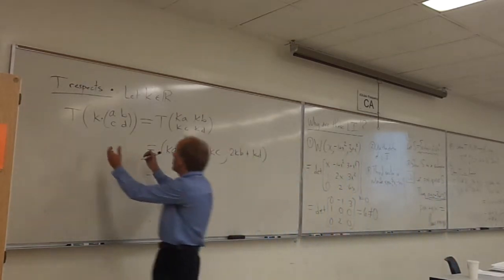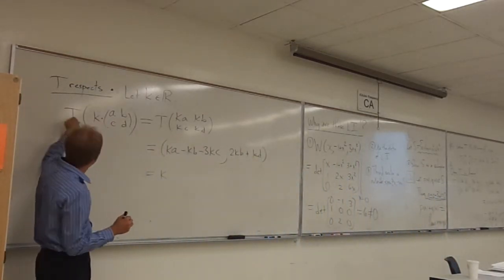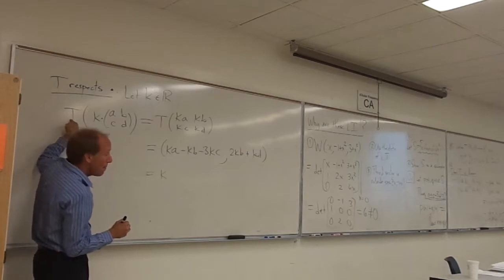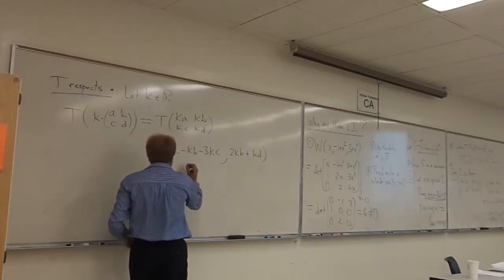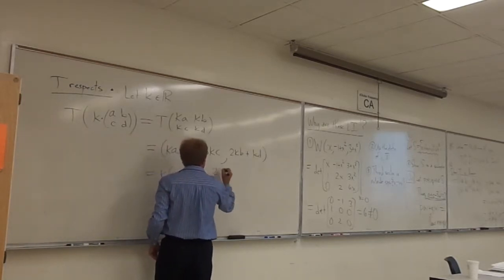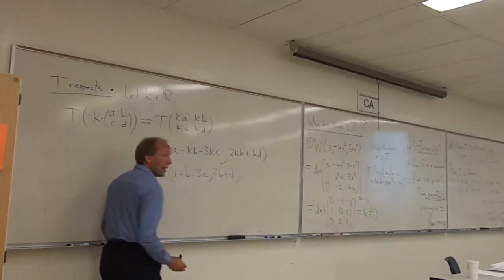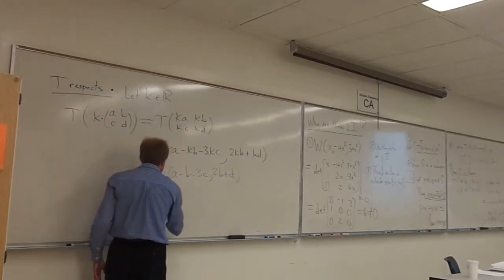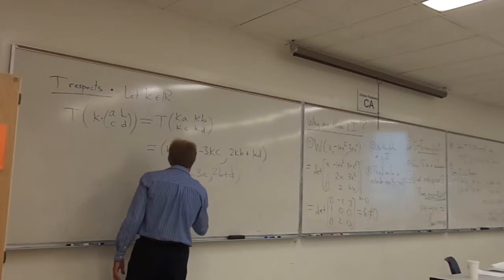So let's be real clear here. I started with the k inside the transformation, right? But now it's going to come all the way out. So we pull it out. It'll look like that. And now this is just k times T of a, b, c, d.